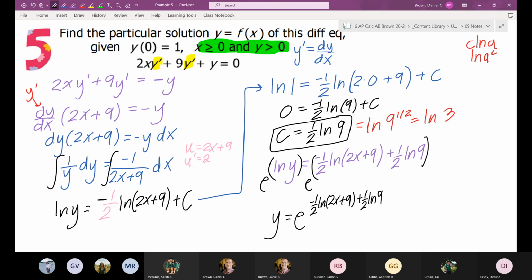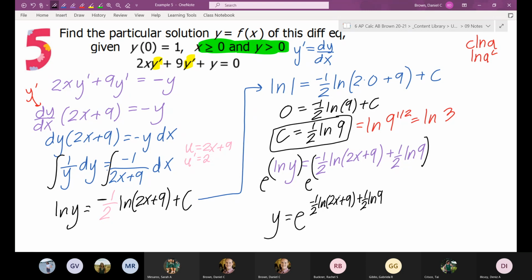And then we do want to check to make sure we answer our question. Is this a particular solution? Yep, we solved for the constant. Do we have it in the form of y equals? Yep. Is that a function? Yes, e to anything is going to be a function. Now, if it didn't ask you to simplify your answer, which this one didn't, that answer would be perfectly fine to have.